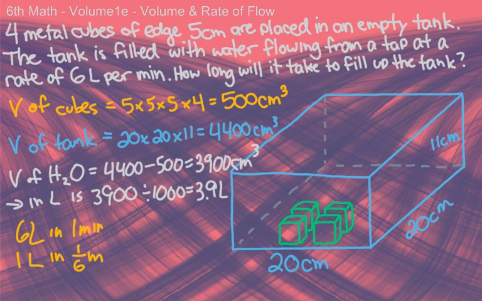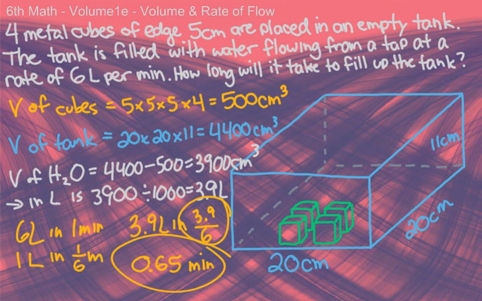And now if we go up to 3.9 liters, that means 3.9 liters in 3.9 times 1/6, which is 3.9 over 6. And at this point, we just say what is that number? We just go to the calculator and say 0.65 minutes. So 65/100ths of a minute. Maybe around 2/3 of a minute, which is 40 seconds.